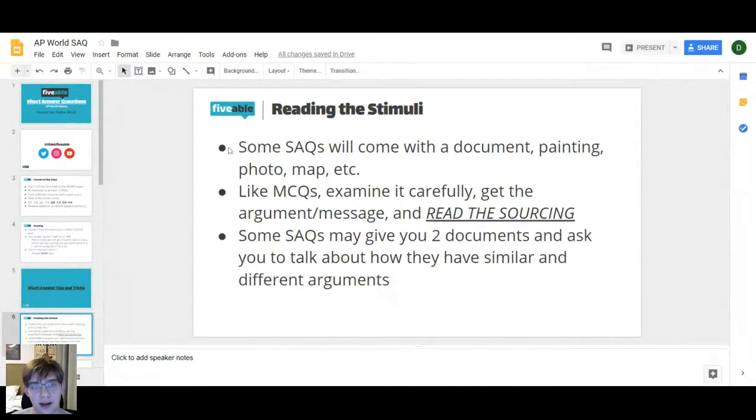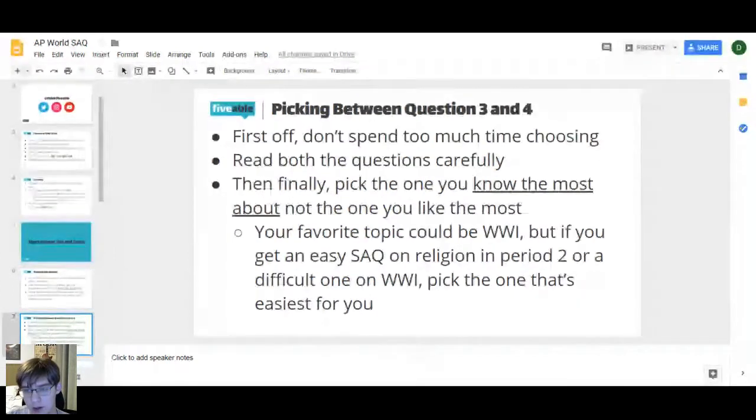All right. Just a quick note on picking between question 3 and 4. I didn't mention this earlier. That was a mistake. But for the short answer questions, there are 4 questions that they give you. But for 3 and 4, you can choose one or the other. Question 3 will be periods 1, 2, or 3. Question 4 will be periods 4, 5, and 6. So you can choose one or the other.